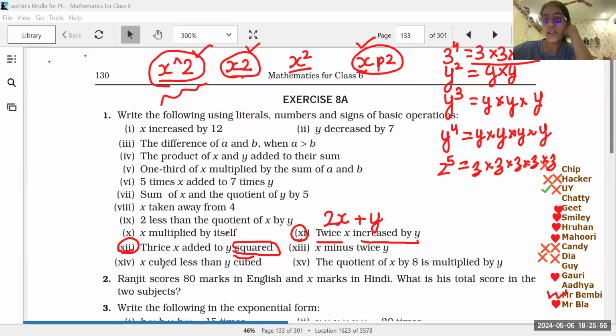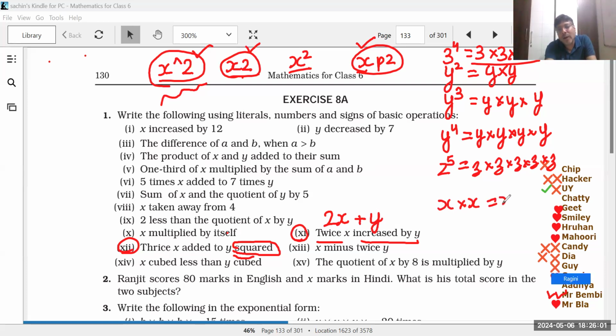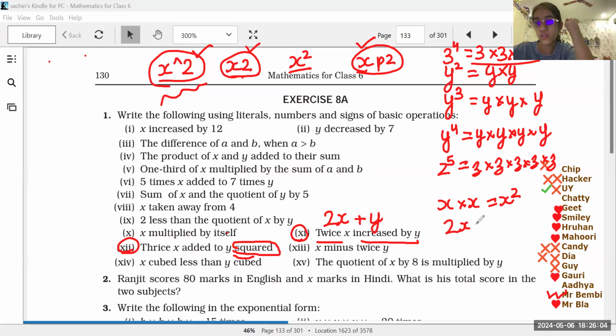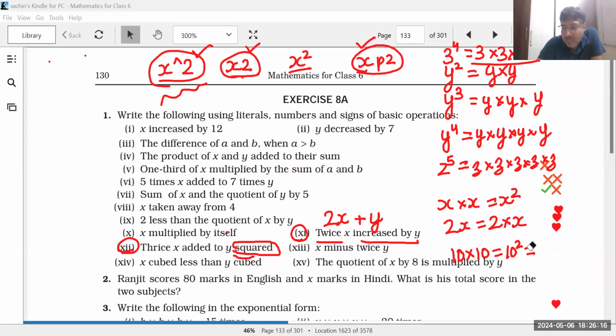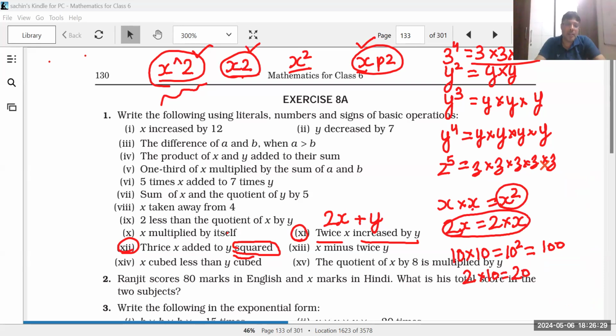Sir, but can't we write x? Beta, x squared means x square and 2x means 2 into x. Let me give you an example. 10 into 10 equal to 10 square equal to 100. Ma'am, please erase the names. But 2 into 10 means 20. So 2 into 10 means 2x. X into x means x square. Did you understand the difference? Okay. Yes, sir. No.